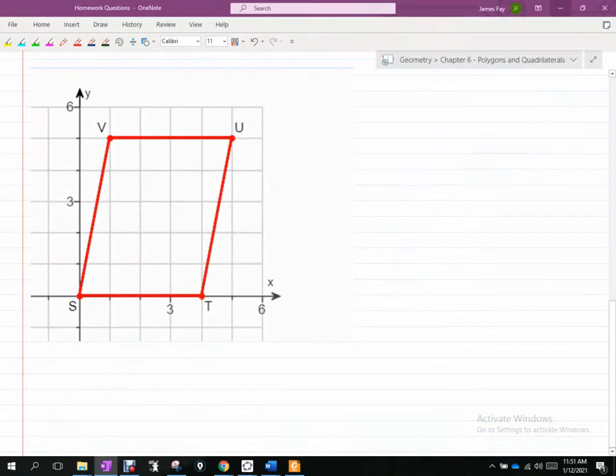So basically what's going to happen, to be a parallelogram, we need to demonstrate that UV is the same thing as TS. And we need to demonstrate that SV is the same thing as TU. Okay, we need to show those opposite sides congruent.